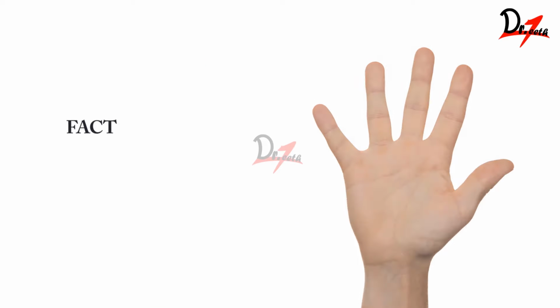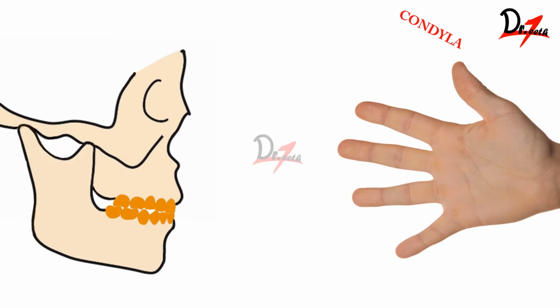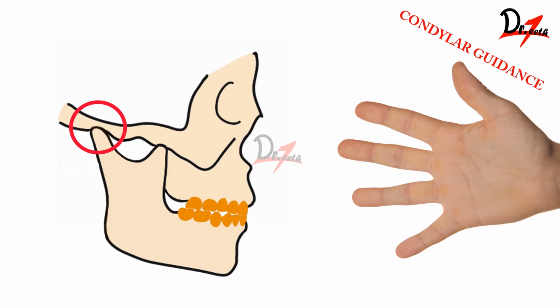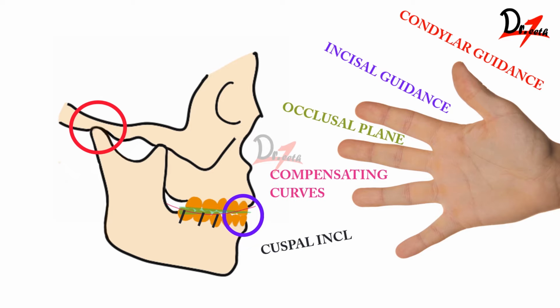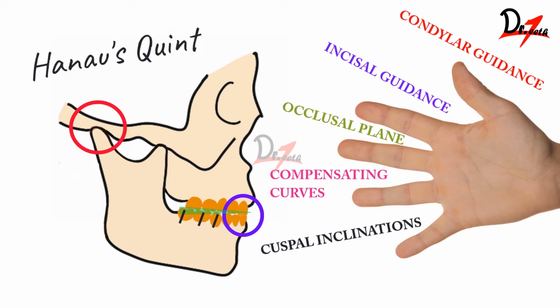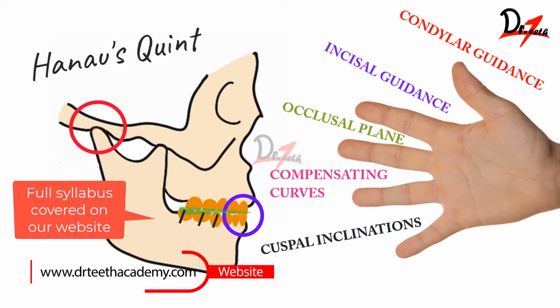Now there are 5 factors which affect the balanced occlusion. This is the condylar guidance, the incisal guidance, orientation of the occlusal plane, the compensating curves, and the cuspal inclination. So these 5 factors, they affect the balanced occlusion, and these are described as the Hanau's Quint. Now let's have a look at each of these factors one by one and try to understand them.